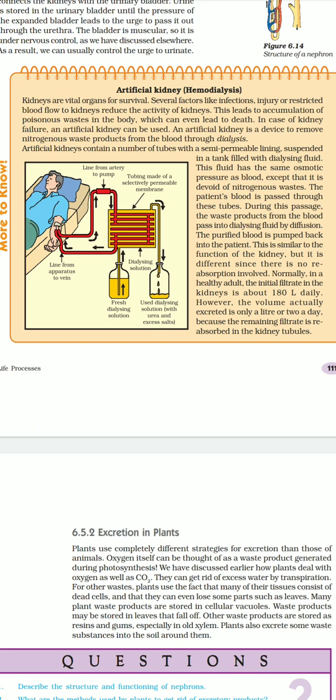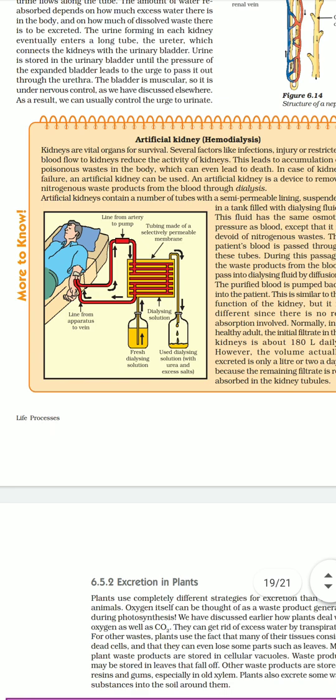Okay, so the used dialyzing solution comes out with urea and excess salts from the other container, as you can see. This is the way, and this process takes around 3 to 4 hours. So this is how this artificial process takes place, and the person can easily survive. Nowadays the dialysis process is quite normal, so a person can go through it easily and survive for a long time.